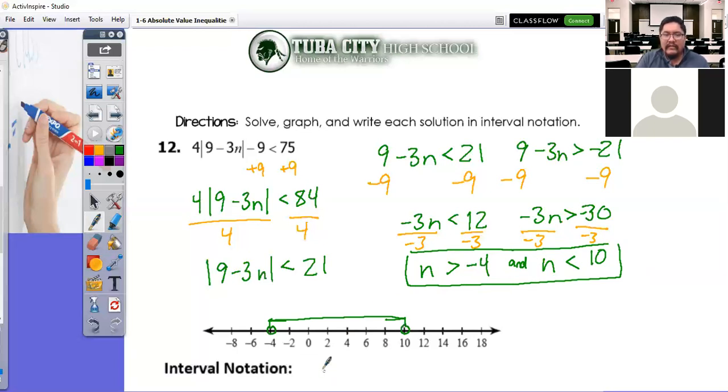Now we got to put it in interval notation. So in this case here, -4 and 10, but it's not including either of those things. So we're going to have to use the parenthesis on those. And that's all of them, actually. So we actually managed to get through all of these.